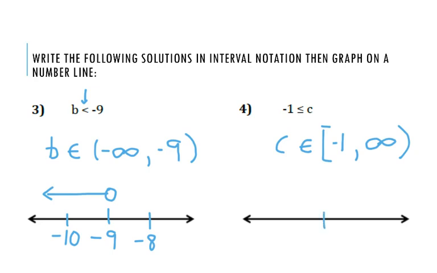So graphing it, we have -1. To the right would be 0. To the left is -2. We'll have a closed circle, arrow going right to positive infinity.